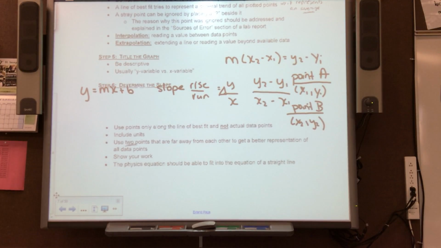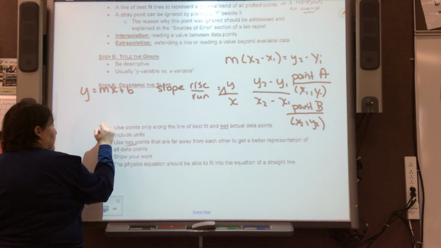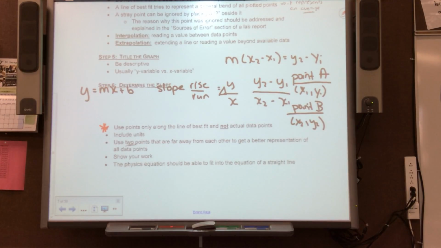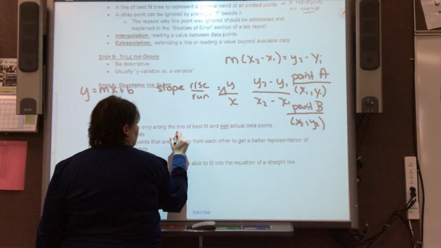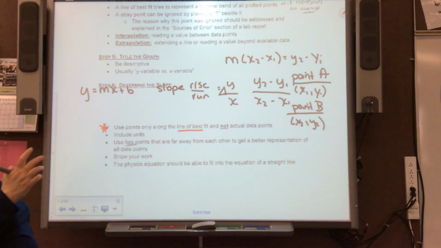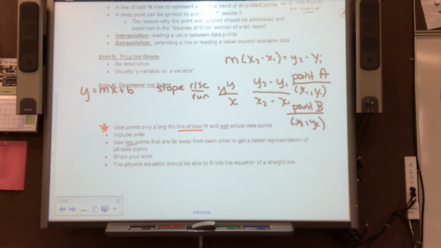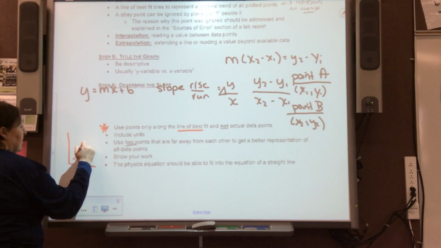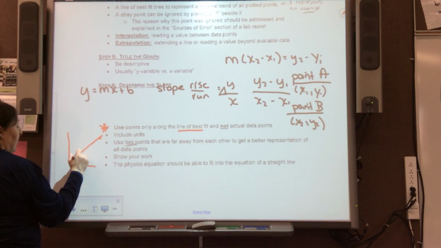Okay, this is really critical right here. A lot of people make this mistake. Use points that are on the best fit line, and not your actual data points, because you might pick data points that when we draw our best fit line don't even come close to that line, and then your information is skewed. Always include your units, because from your units we can figure out what you're looking at, and we can also double check that we're figuring out the right thing. Use 2 points that are far away from each other to get a better representation.